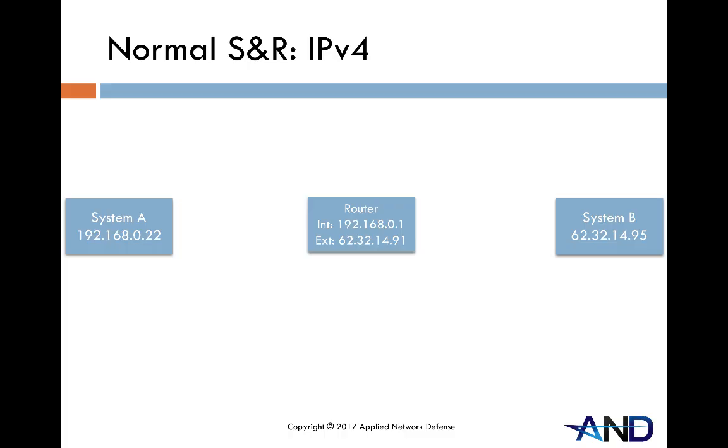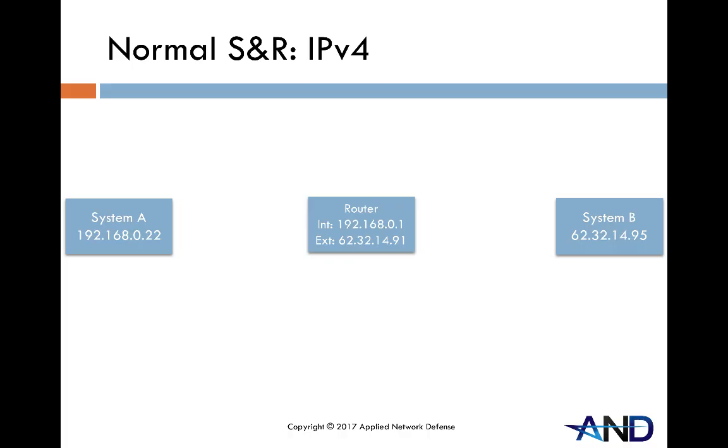Let's look at another example of normal stimulus and response based upon some of the concepts we talked about with network address translation. So in this case, we have System A and System B again. System A has an internal address of 192.168.0.22. System B has an external address of 62.32.14.95. So you can think of that as something just out there on the internet, maybe a public-facing web server.